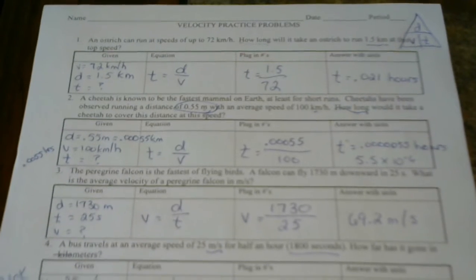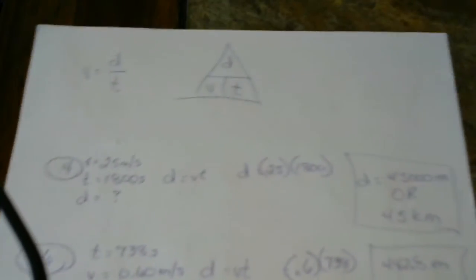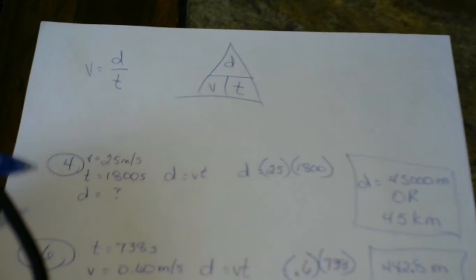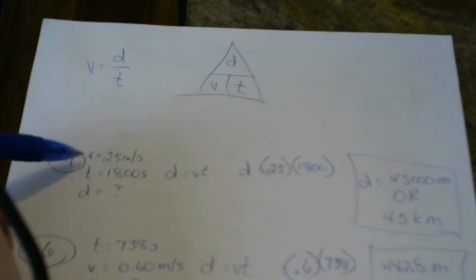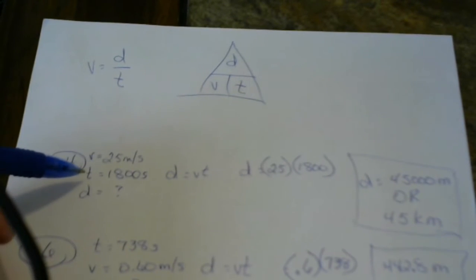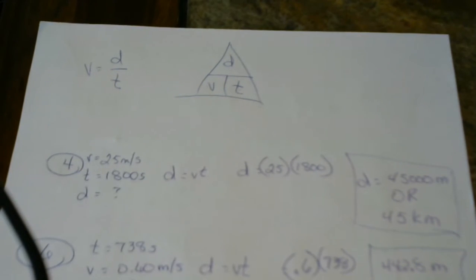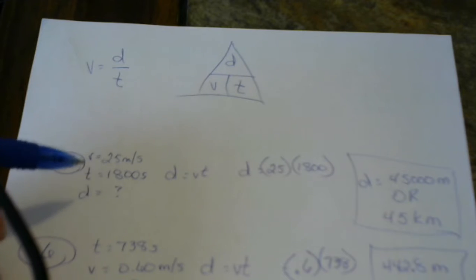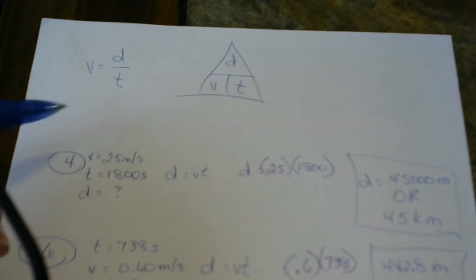Okay, now I messed up on 4, so we're going to put it on the back, because even I used the wrong formula, so I have to go back here and do it. So number 4, your velocity is 25 meters per second. Your time is 1800 seconds. That's why I gave you seconds: it gave you hours, but you've got to convert it to seconds. The distance is what you're looking for.